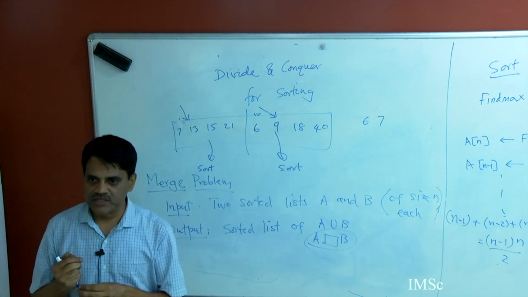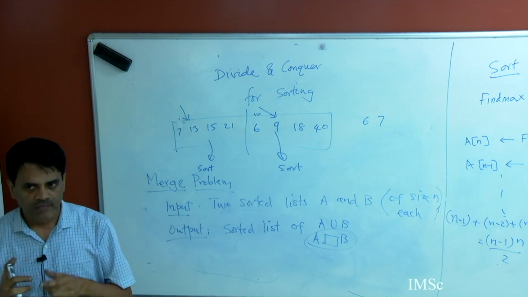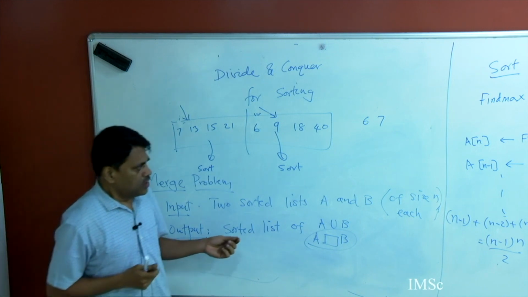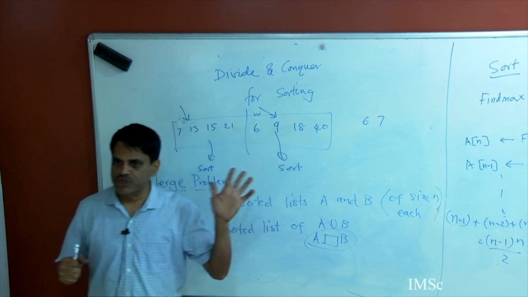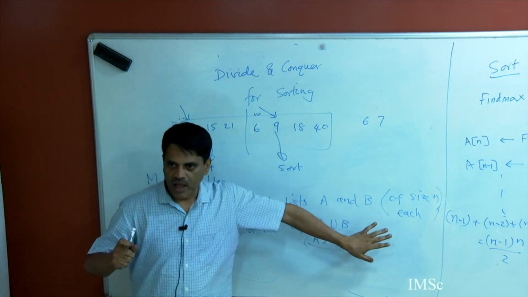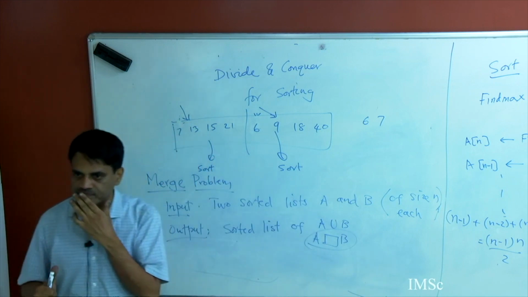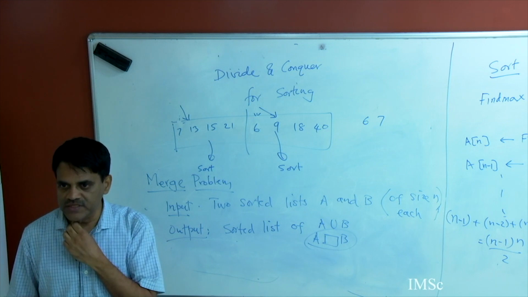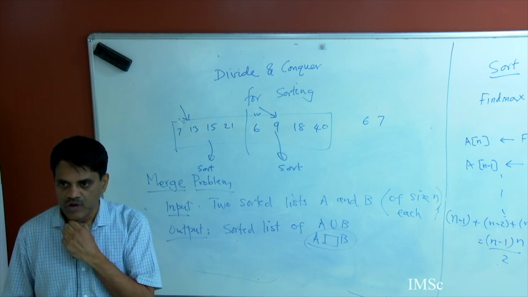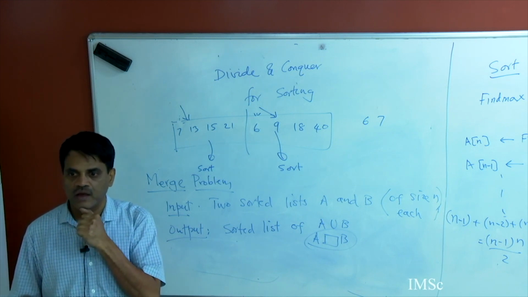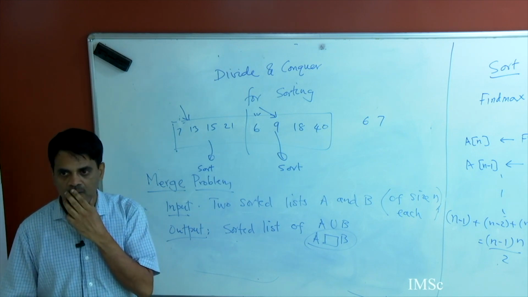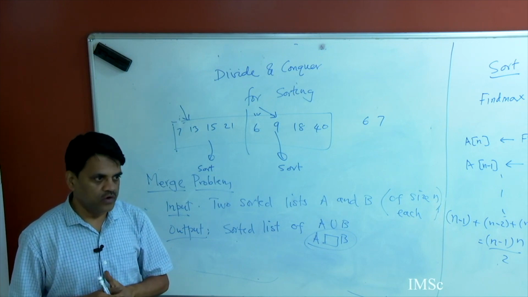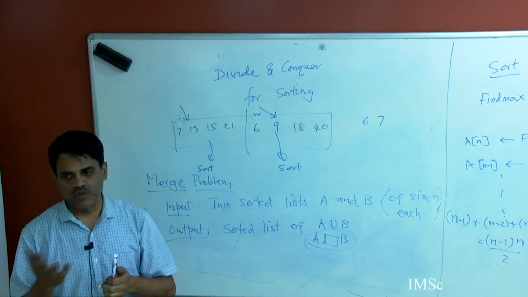And how many comparisons would you have taken so far? Remember, the total list size is 2n, right? N here and n here. So totally how many comparisons? 2n. 2n minus 1. Why?